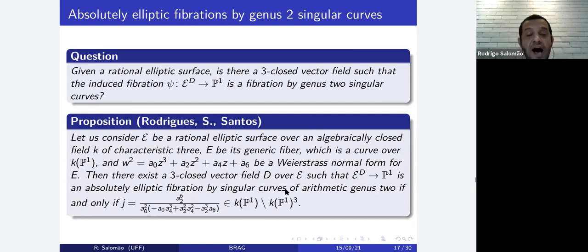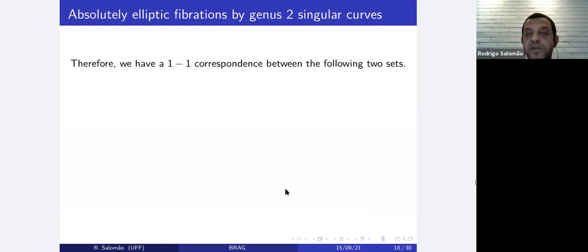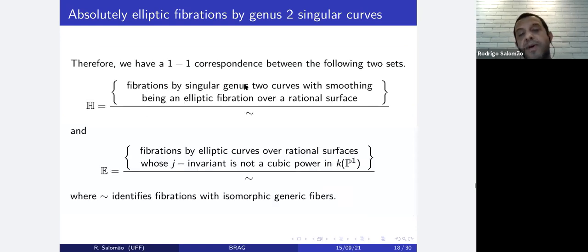Okay. So, having in mind this result and the previous one, we can make a one-to-one correspondence between the following sets: the set of fibrations by singular genus 2 curves with smoothing being an elliptic fibration over a rational surface, up to some relation that I will explain in the end, and the fibrations by elliptic curves over a rational surface whose j-invariant is not a cubic power in this field. Also, up to this equivalence, where this equivalence identifies fibrations with isomorphic generic fibers.